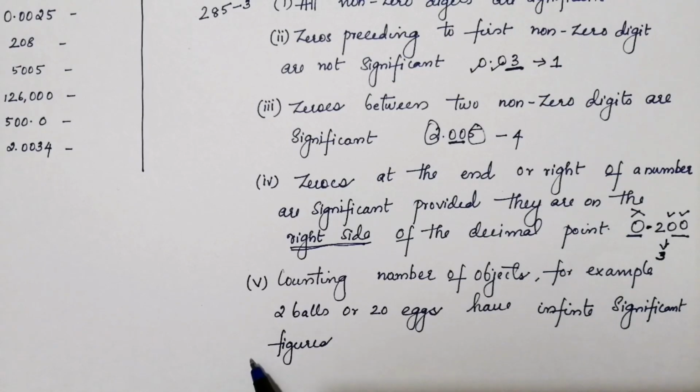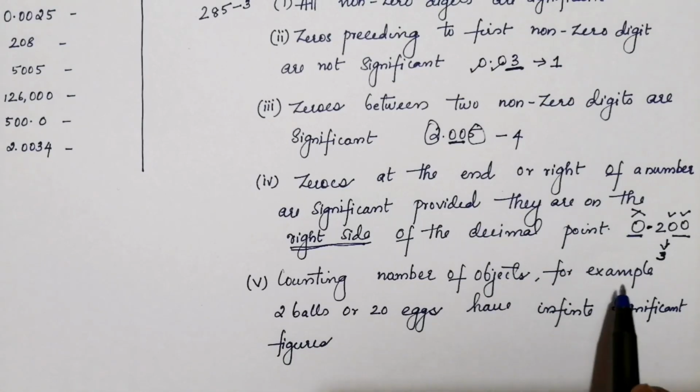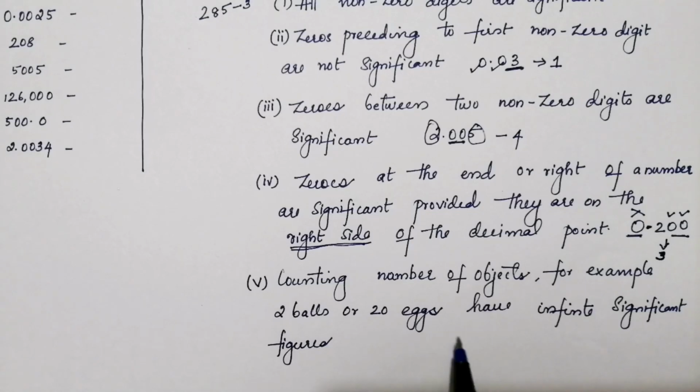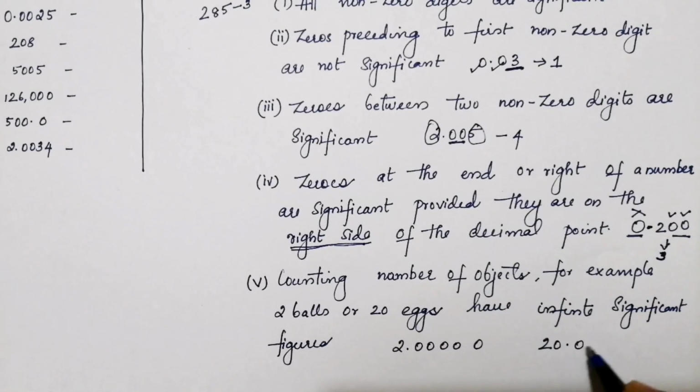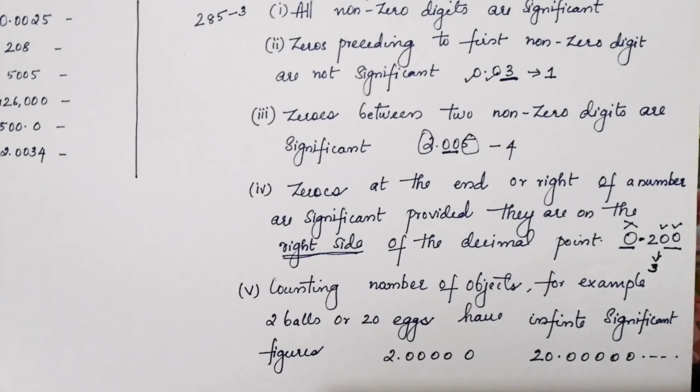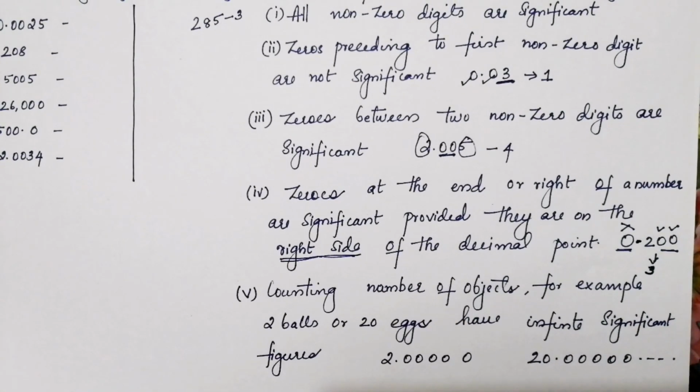Now the last rule says counting number of objects. For example, 2 balls or 20 eggs have infinite significant figures. That is, when we are talking about 2 balls or 20 eggs, we can write it as 2.00000 with an infinite number of zeros. So we can say it has infinite significant figures. Similarly, this 20 can also be written as 20.0000, with an infinite number of zeros. So we have an infinite number of significant figures in such cases. So these are the 5 rules which help us in determining the number of significant figures.